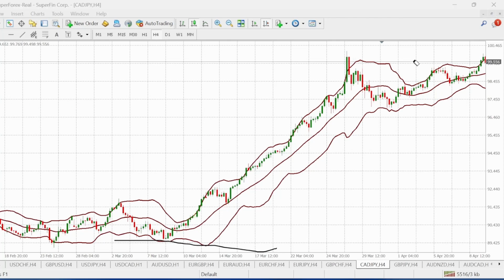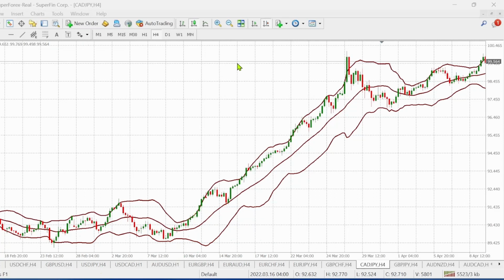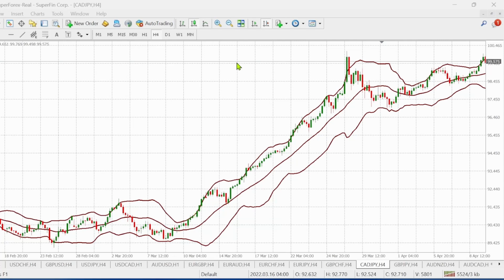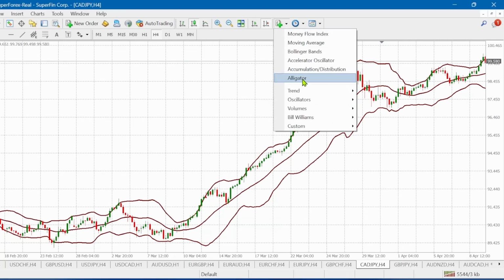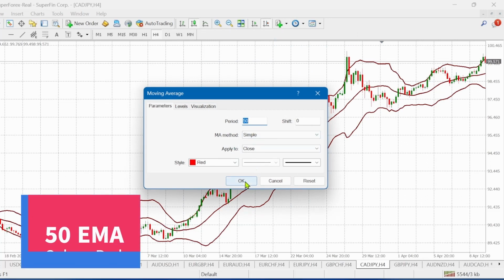Now the next indicator that we shall be using is called the moving average. This indicator will help us identify the entry and the exit points. We shall be using the EMA 50 and the 100 EMA. Let's add this indicator. Moving average. The first indicator is 50 EMA. Let's color it as red.